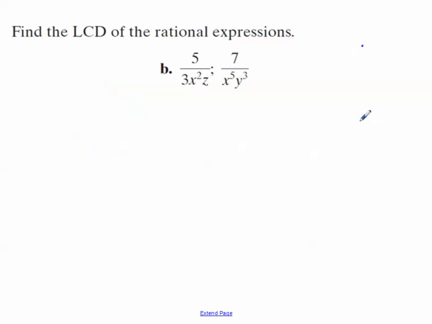Let's go through another one. These, to be honest with you, when we start getting away from numbers and into variables and polynomials, seem to get a little easier. So let's go through our list of things that we're doing.